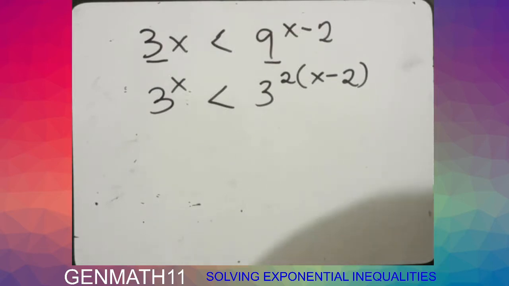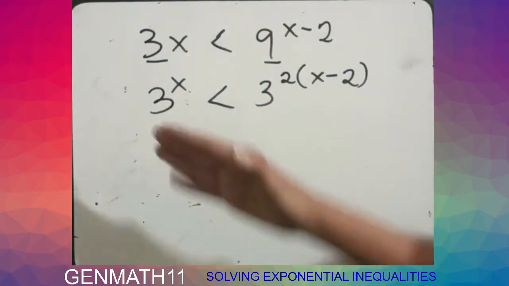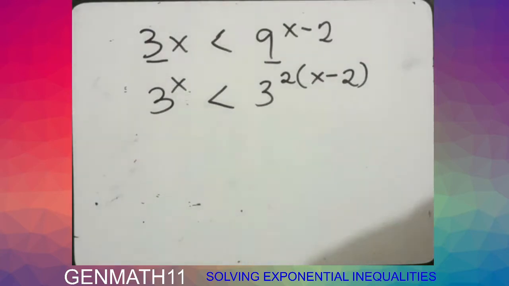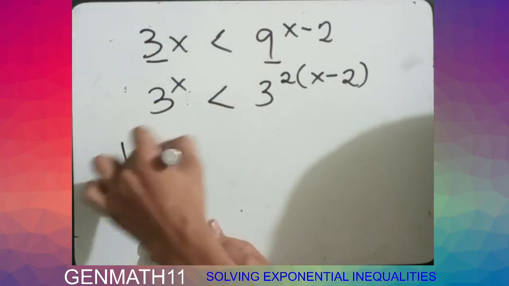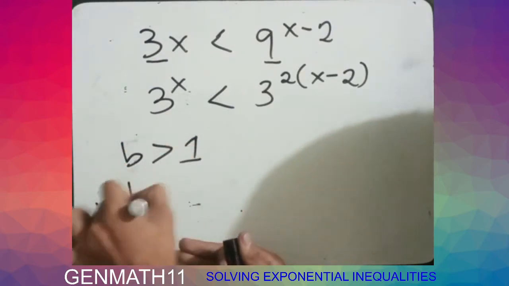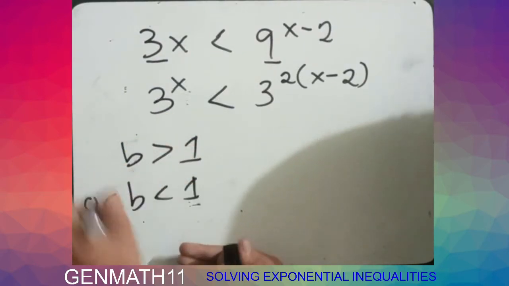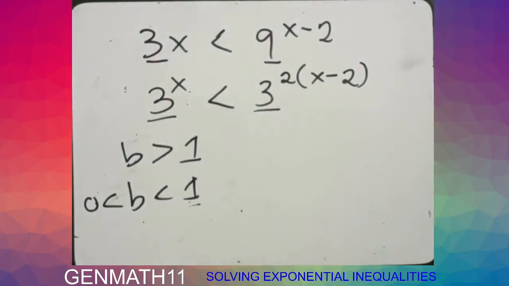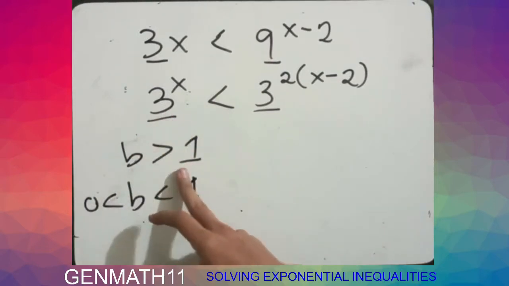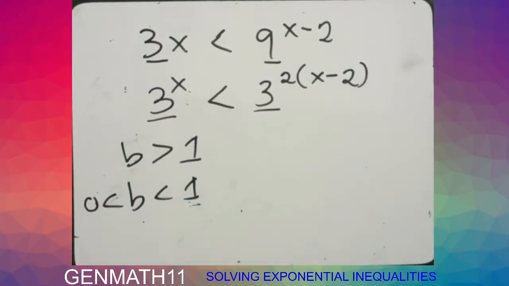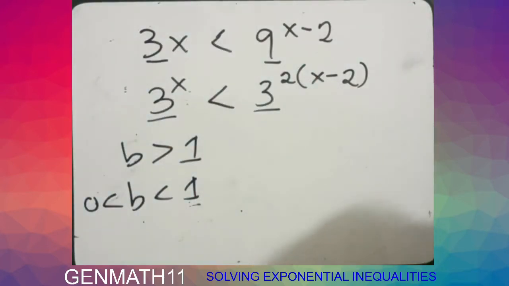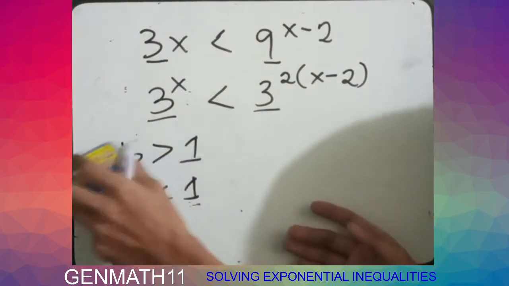Parehas na yung base natin. Katulad lang din sa exponential equation, ibababa natin siya. Tapos, balikan natin yung kanina: b is greater than 1, and b is less than 1 but greater than 0. Yung base natin, parehas na. Okay. Check natin. Si 3 is greater than 1? Okay. Check. 3 is greater than 1. Ibig sabihin, yung ating inequality symbol ay hindi magbabago. Okay? Hindi natin babaguhin kapag binaba natin. So, try natin.